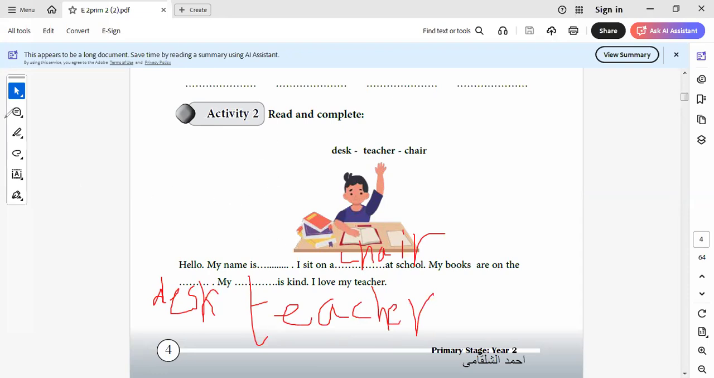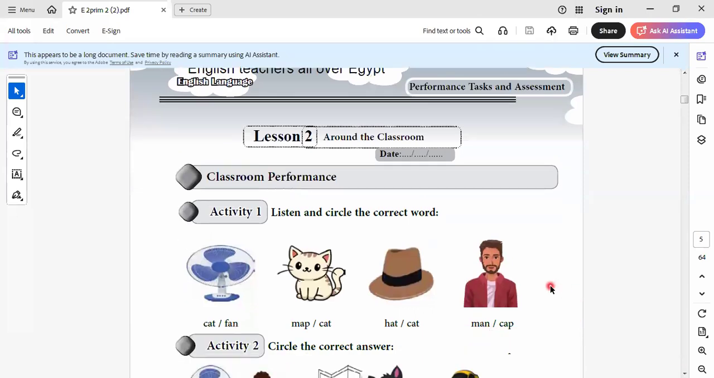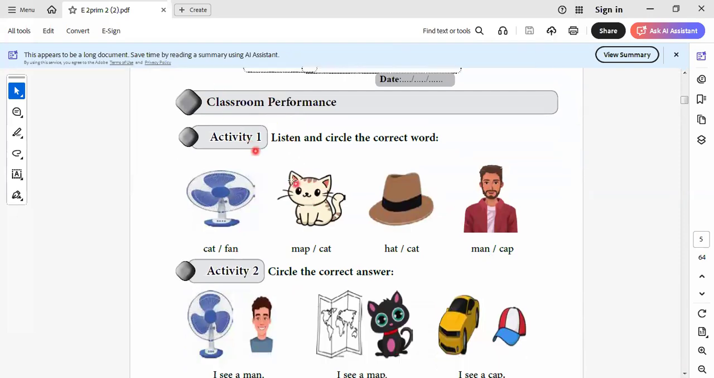Let's go to another item here. There is a review on Unit 1 and Unit 2 and Lesson 1 and Lesson 2 in Unit 3. That is for your October exam. Let's go to another one, which is class performance.